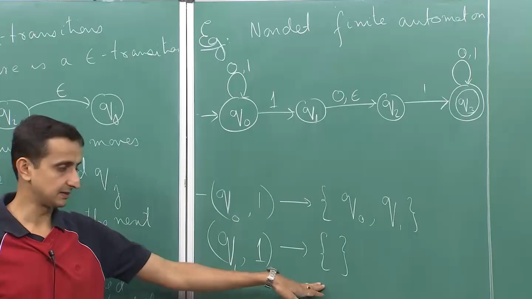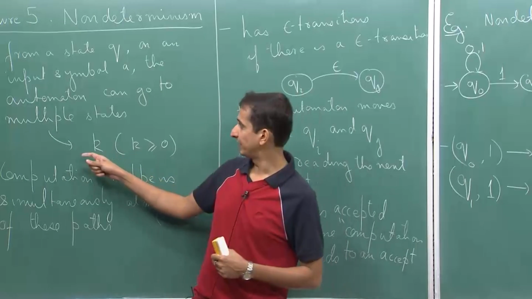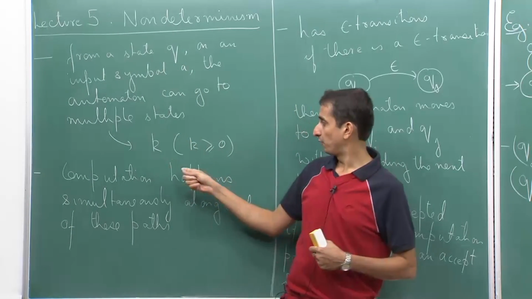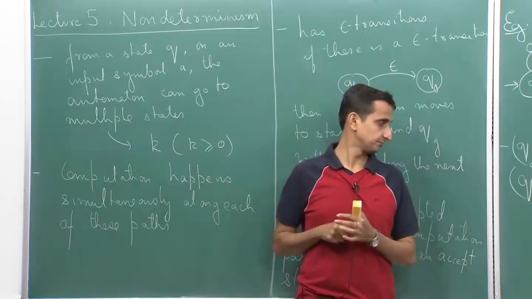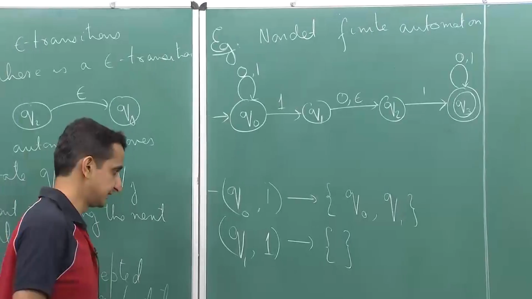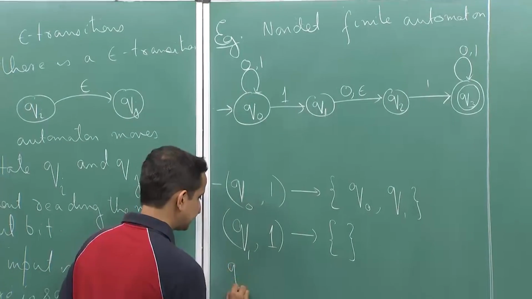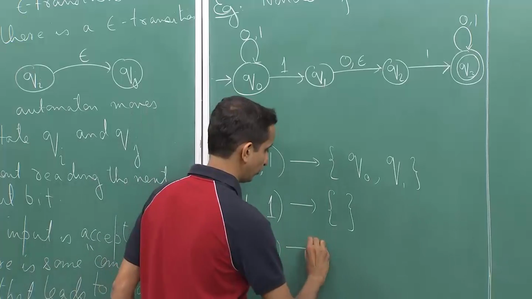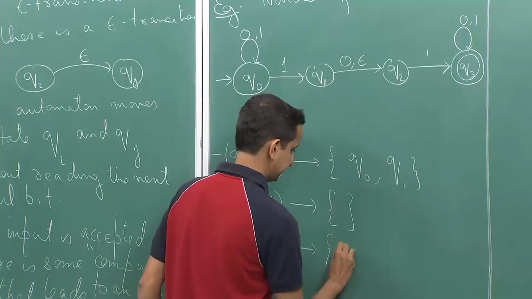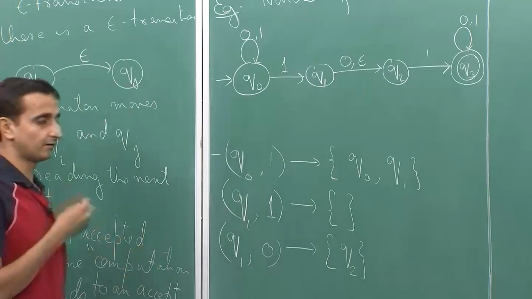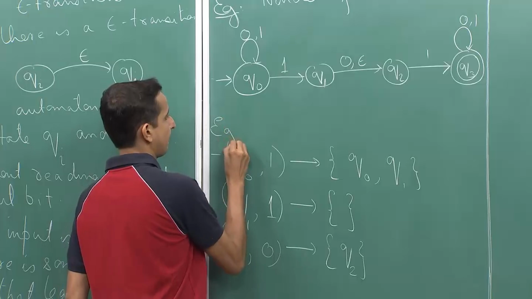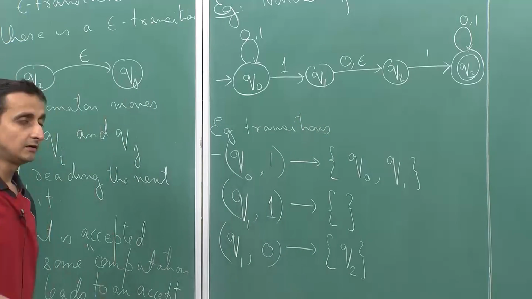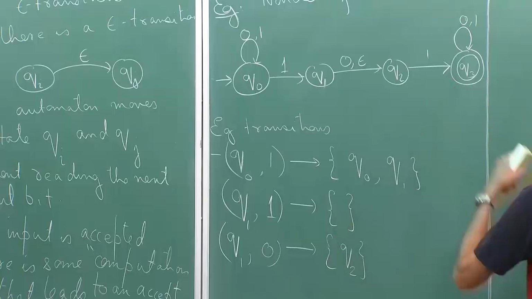As I said earlier at the beginning, we can go to multiple states from a given state on an input symbol, which does include the number 0 as well. So, this is an example where we go to no state, hence the empty set. Another example, let us take Q1 on 0, we go to a single state, that is Q2. So, these are some example transitions.